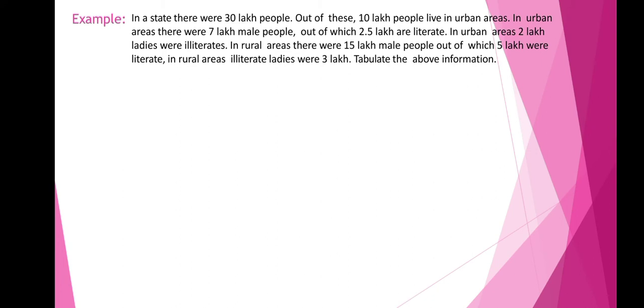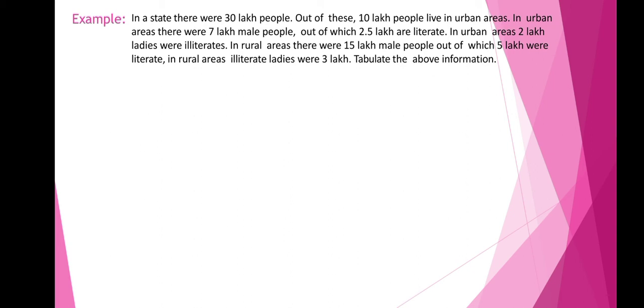In a state there were 30 lakh people. Out of these, 10 lakh people live in urban areas. In urban areas there were 7 lakh male people, out of which 2.5 lakh are literate. In urban areas 2 lakh ladies were illiterates. In rural areas there were 15 lakh male people, out of which 5 lakh were literate. In rural areas illiterate ladies were 3 lakh.